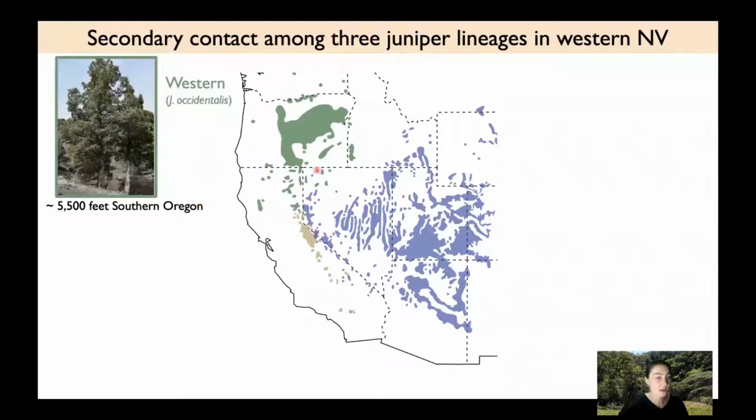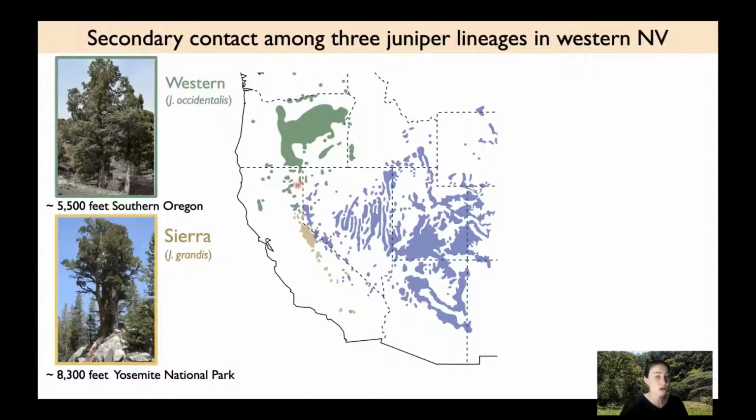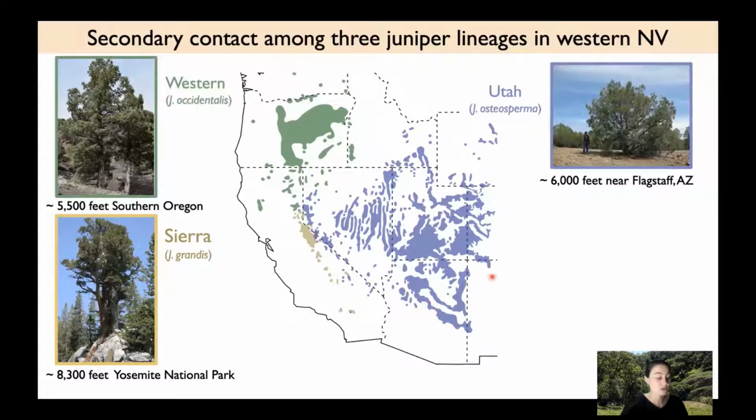In Northern California, Oregon, and extending into Washington state, Western juniper occurs at mid to high elevations in the Eastern Cascade foothills. Its sister species, Sierra juniper, can be found growing at even higher elevations throughout the Eastern Sierras. Finally, Utah juniper can be found in the broadest geographic range and at even broader altitudinal ranges across the Great Basin, including Colorado, Montana, and Arizona.